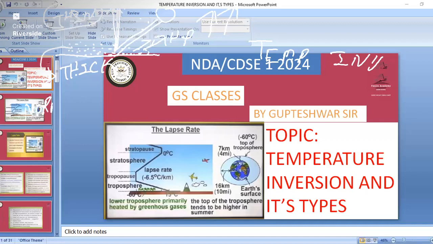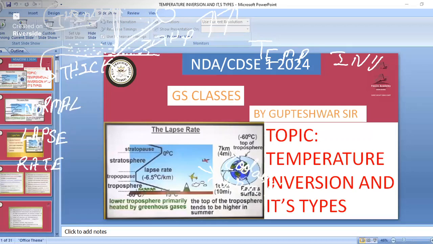This particular normal phenomenon in the troposphere, the lower part of our atmosphere, is known as the normal lapse rate. In the lower part we have warm air. Normal lapse rate means warm air, then as we go up, we have cool air. So this is the normal lapse rate.